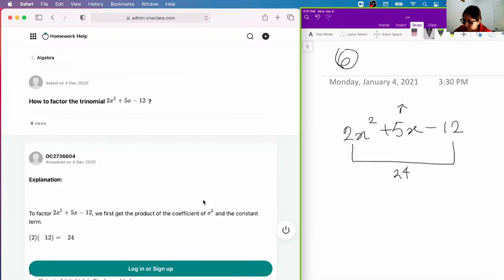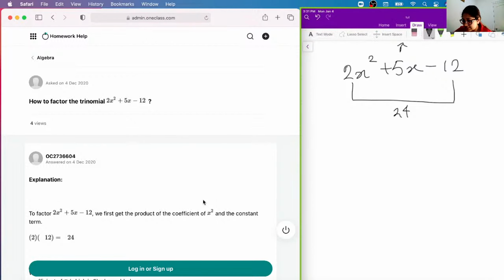Okay, so we can basically test out what the multiples of 24 are, right? For 24, we have 1 times 24. We have 2 times 12. We have 3 times 8. We have 6 times 4, right? And these are mainly the factors.